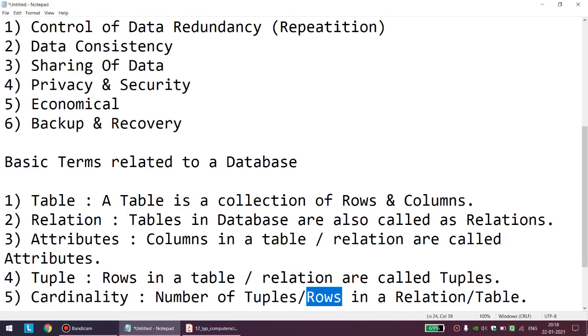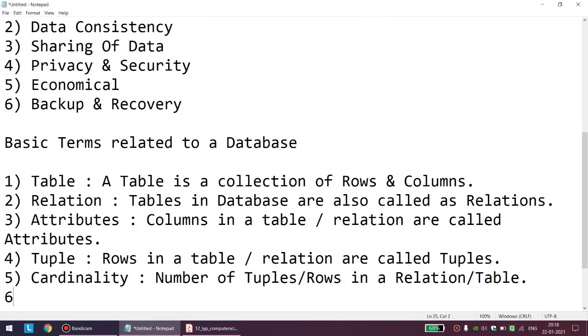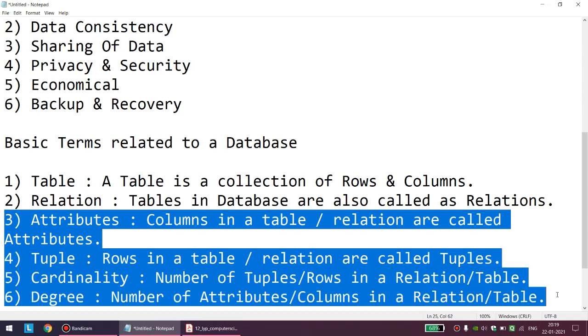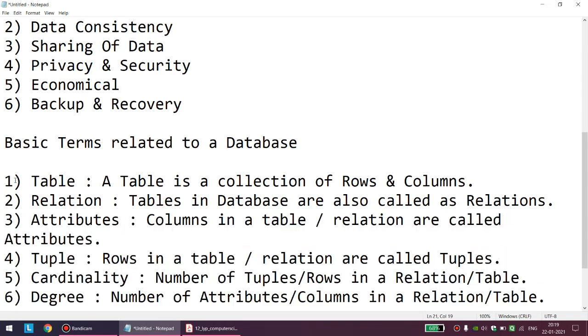Fine. Similarly, we have one more last basic term, degree. What is degree? Number of attributes or columns in a relation or table. Students, mark my words, these 4 words are the table, rows and columns that I am mentioning for your ease of understanding.